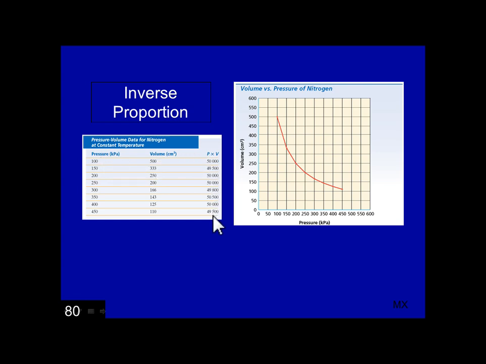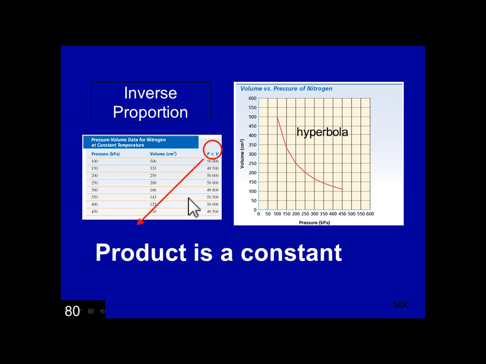When you graph this with pressure on the x-axis and volume on the y-axis, you get this shaped graph, which is known as a hyperbola. It's important to remember that name, and to remember this is how a graph of an inverse proportionality would look. Alright, so the product of the values is a constant here.